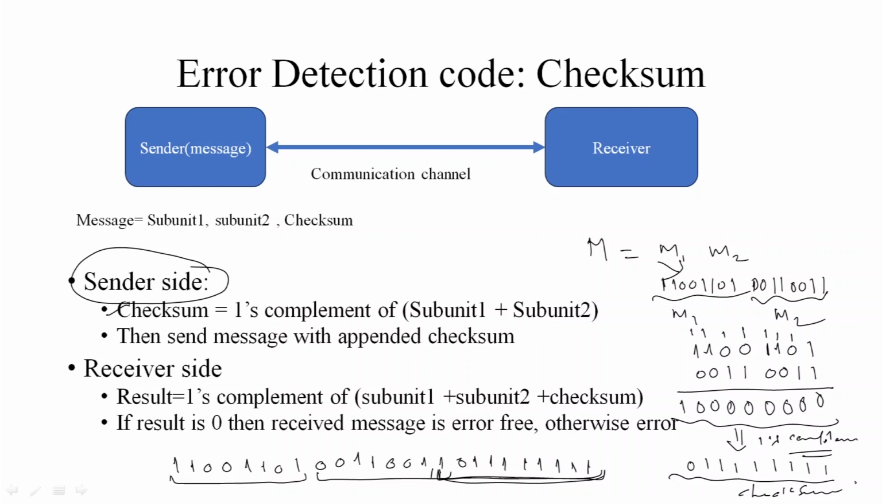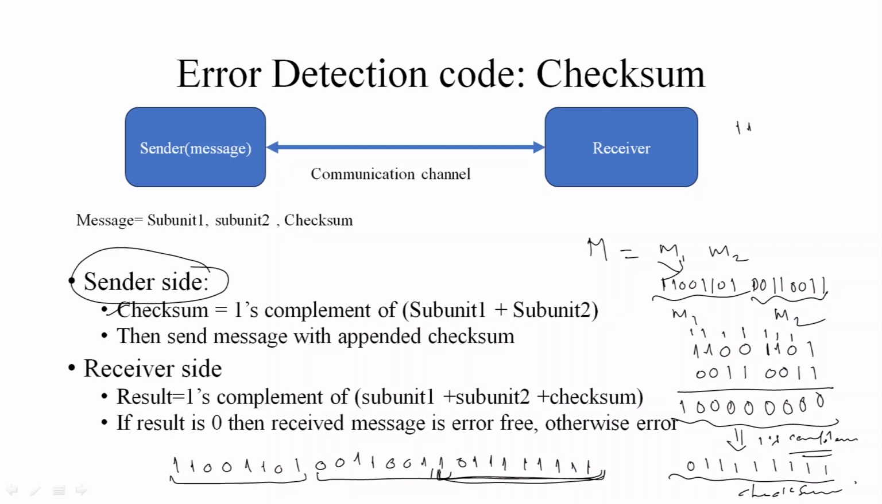So simply, the receiver adds the first subunit of the message, the second subunit of the message, and the value of their checksum. If the result is 0, this means the received message is error free; otherwise the received message contains some error.